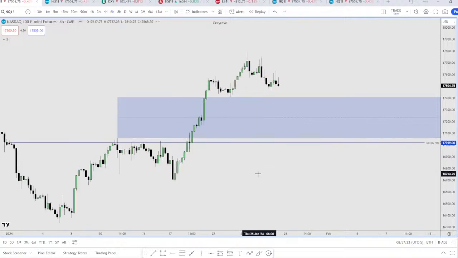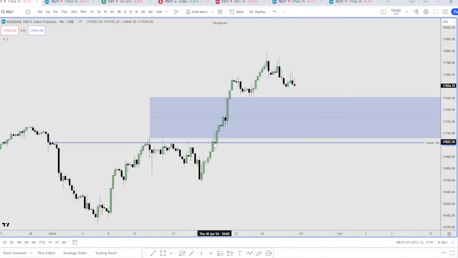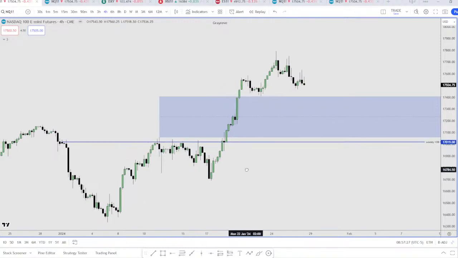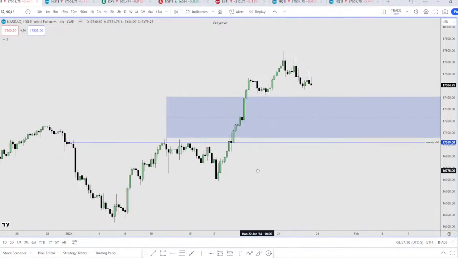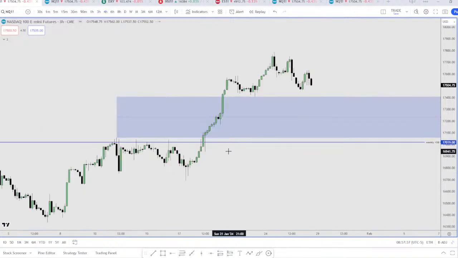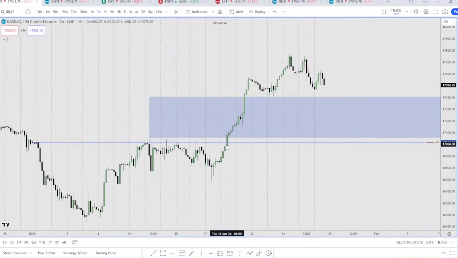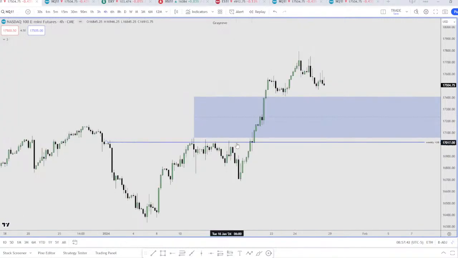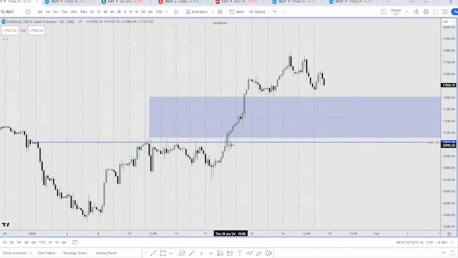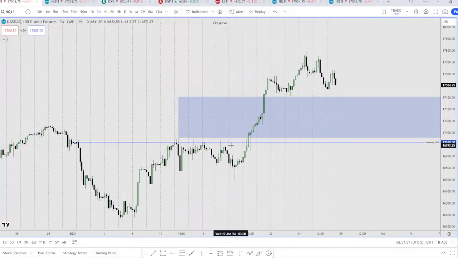Right, let's take a look at the 4 hours, see if there's anything. Okay, from here, personally, I'm watching this order block on the 4 hours. We have this order block down here. Let's see if it validates the point. Okay, I'm taking back my words. I'm not gonna use that.